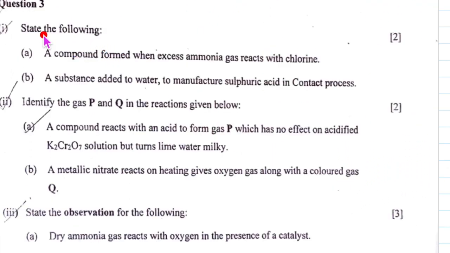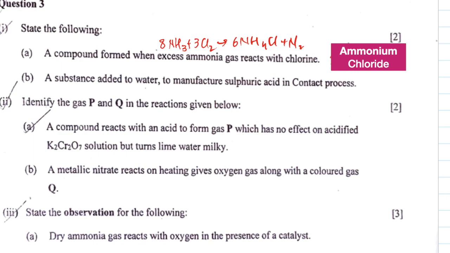We come to question number 3, the first part. State the following. A compound formed when excess ammonia gas reacts with chlorine. Your reaction is 8NH3 plus 3Cl2 gives 6NH4Cl plus N2. So the compound is ammonium chloride. You write this, you get your 1 mark.